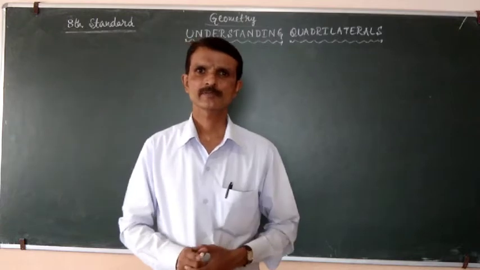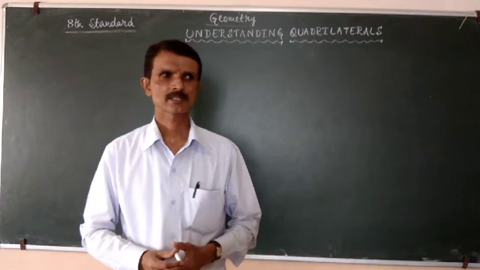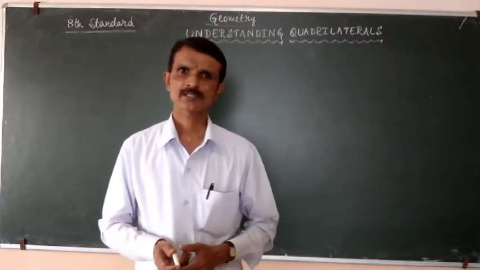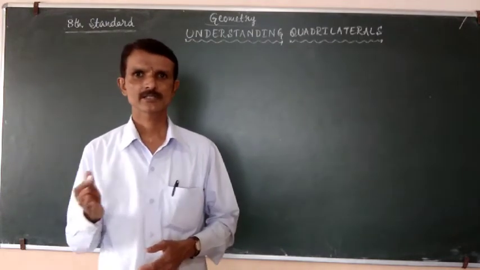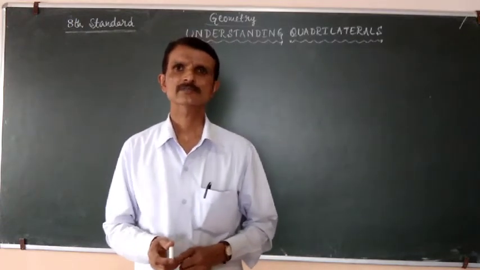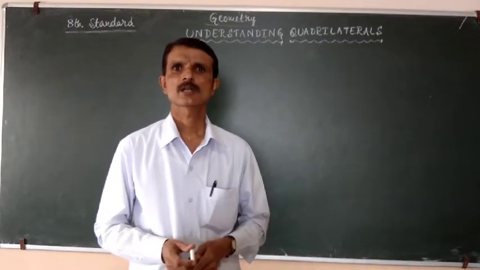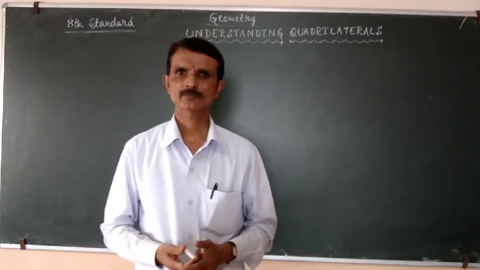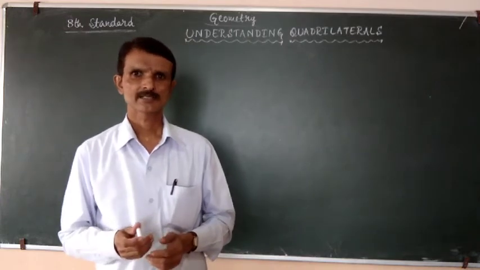Students, in the previous class we have studied how to find out the sum of interior angles. So now in this class we will see the sum of exterior angles of the given polygons, and we will simplify the problems on that. After that we will move on to the different types of quadrilateral.